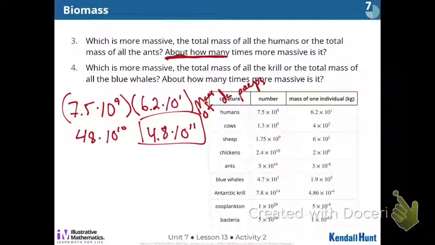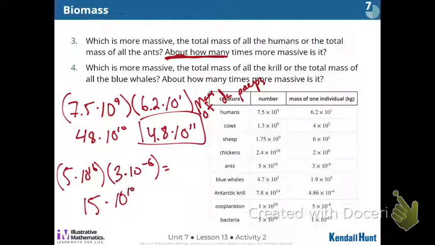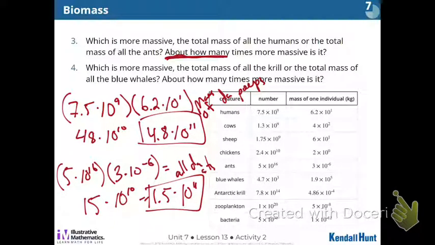Next, it's asking for the total mass of all the ants. So 5 times 10 to the 16th times 3 times 10 to the negative 6. I got 15 times 10 to the 10th, which is 1.5 times 10 to the 11th. So this is all the ants. So total mass, who has more? The humans.